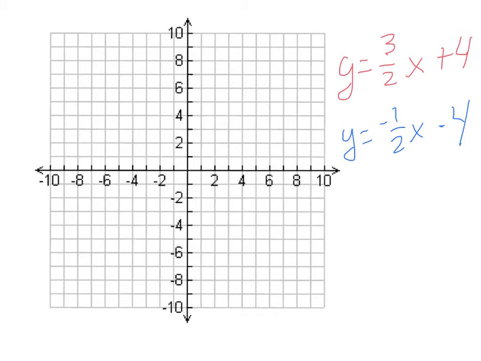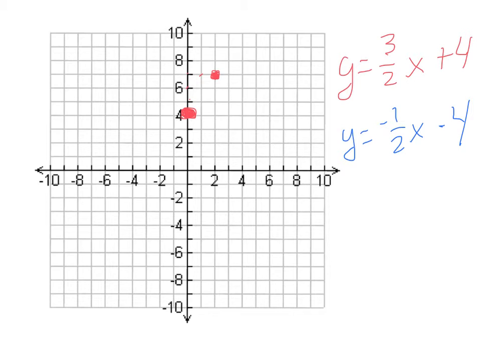So let's graph the red one. So I got plus 4, so I'm going to put a dot on 4. There's my dot on 4. And my slope says up 3 over 2. So I could go up 3, 1, 2, 3. Hopefully you see those little red dots, over 2. And there's my next point.